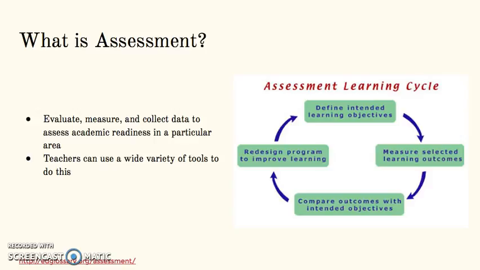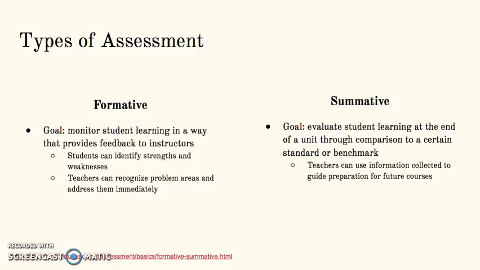First, teachers must define the intended objectives, then they have to measure the selected learning outcomes. After data is collected, they must compare outcomes with the goals and finally make modifications as needed to improve learning. Technology is making the cycle much easier for teachers.